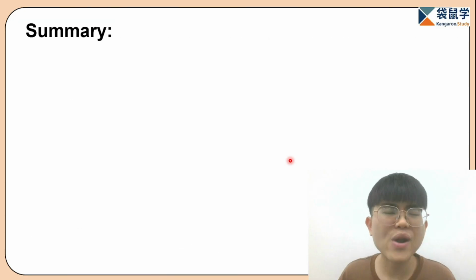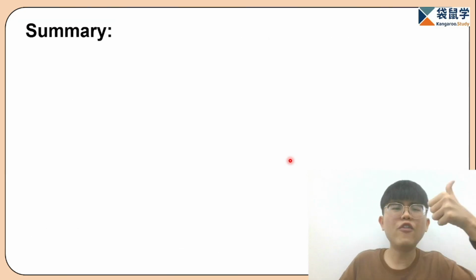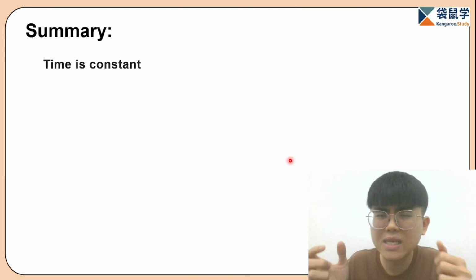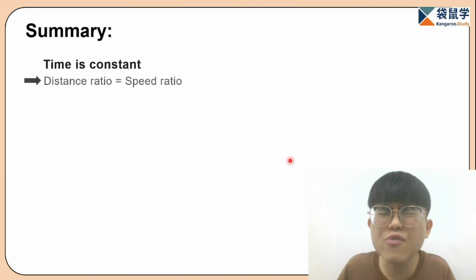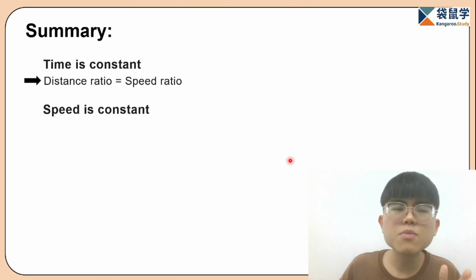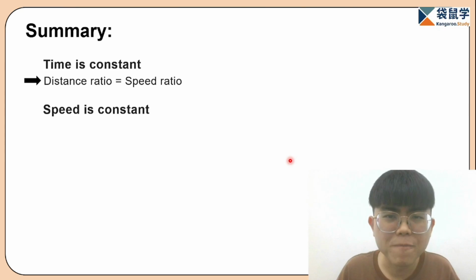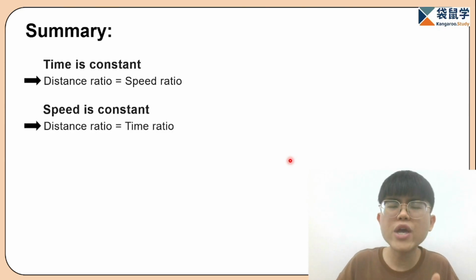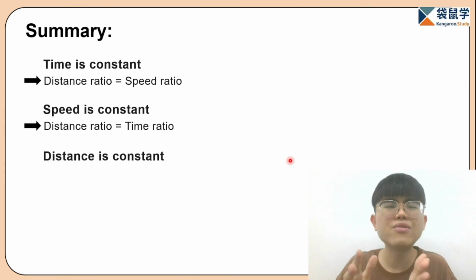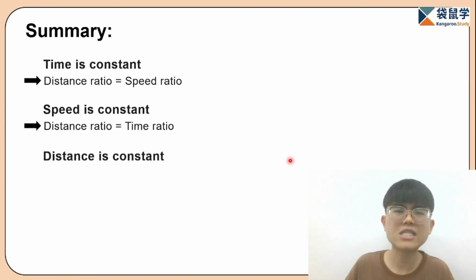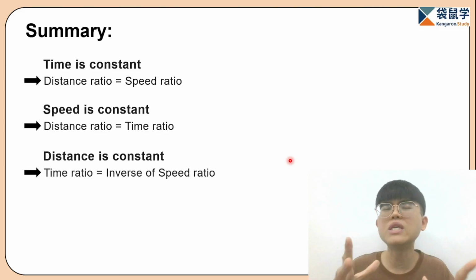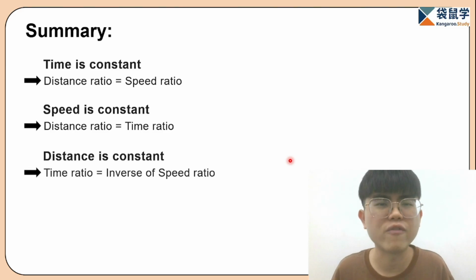Alright, so let's summarize what we learned from this question. First thing, when the time is constant, what do we know? The distance ratio must be the same as the speed ratio. Second thing, when the speed is constant, what do we learn from here? The distance ratio is the same as the time ratio. The last one is when the distance is constant. In this case, the time ratio will be the inverse of our speed ratio. So these are all the things we learned from this travel problem.